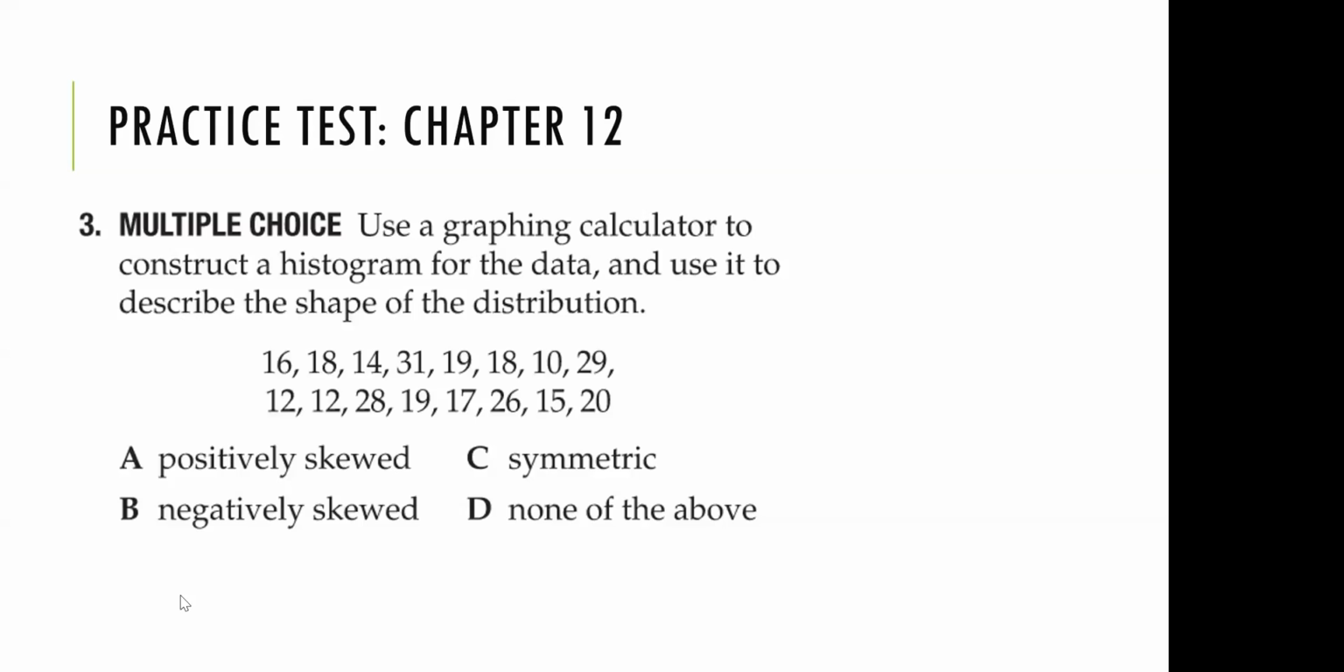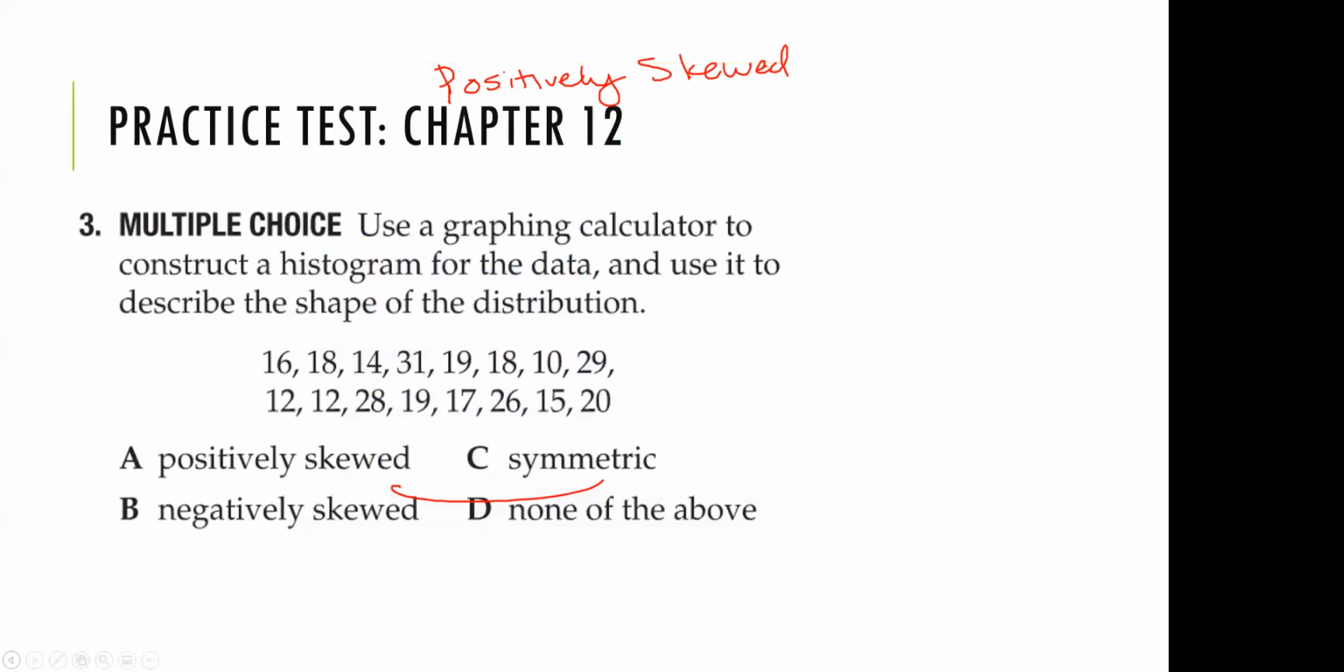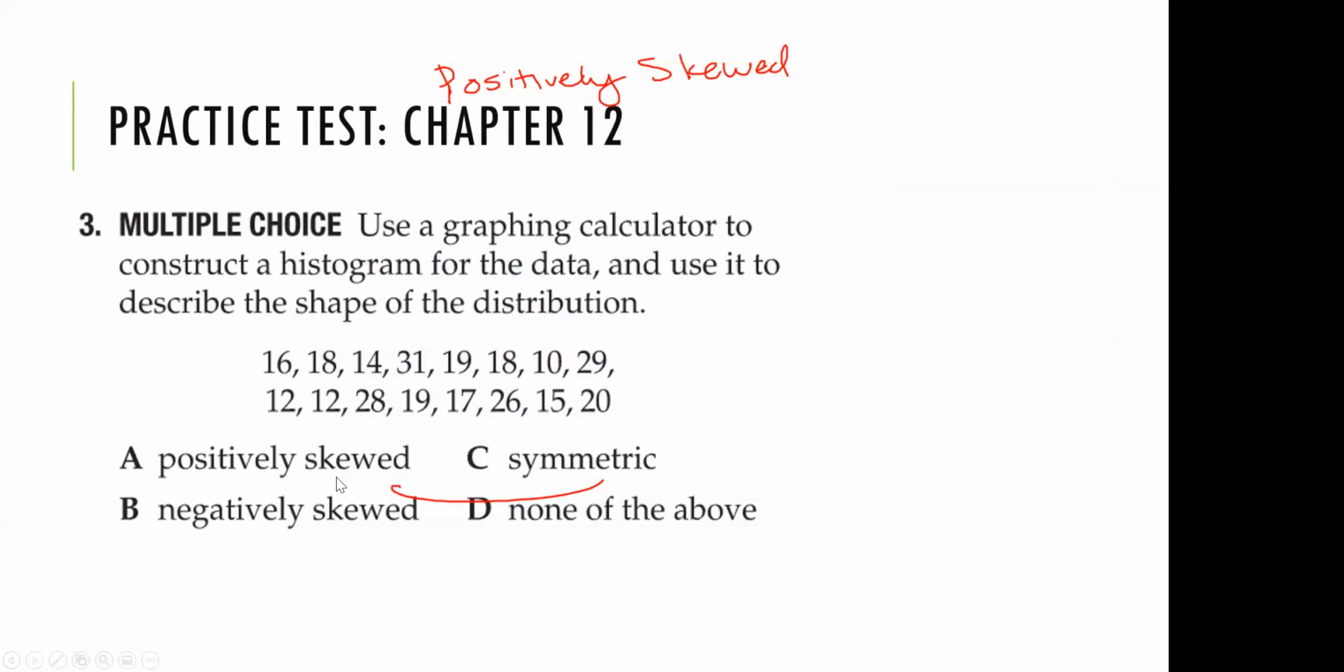Sorry, let me pull that up. So when I did that, this is what my histogram ended up looking like. Okay, so obviously most of the data is going to be on the left-hand side. Okay, so that means it's going to be positively skewed. All right, so again, all I did was enter my data into that website, and this is the histogram that it gave me. So if you don't have a graphing calculator, this would be positively skewed. Okay.